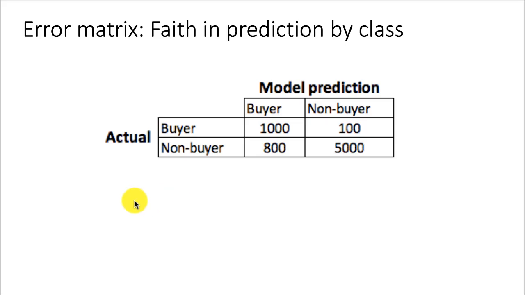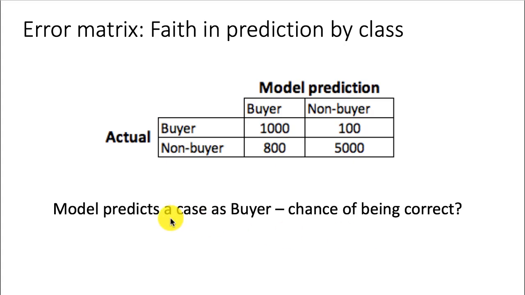of that prediction. So we are looking at the column of the 1800 predictions that the model made of buyers. 1800 of the 6900 cases were predicted by the model to be buyers, of which 1000 were correct and 800 were incorrect. So this is the question we ask: if the model predicts somebody as a buyer, what is the chance of this prediction being correct? That is going to be 1000 divided by 1800, or about 56%.